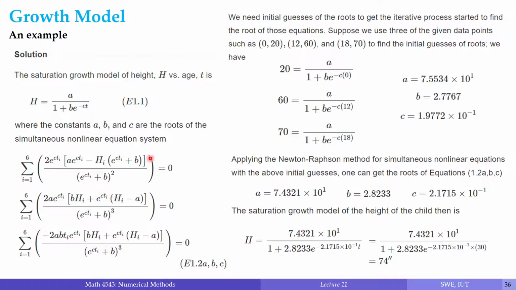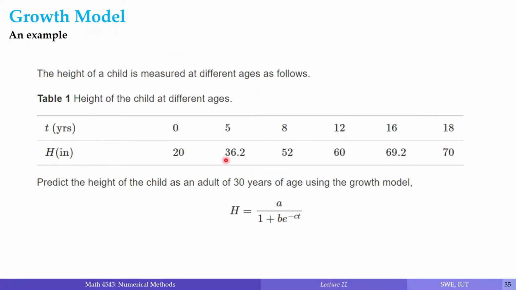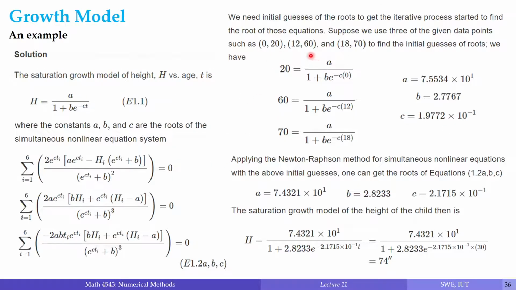In order to start our root finding algorithm, we need a starting guess, right? Let's say we are using the Newton-Raphson method. We need three starting guesses in this case because we are trying to find three parameter values at the root. One obvious way to come up with the starting guesses is to use the given data points. Let's say we take three random data points, 0, 20, 12, 60, and 1870, and plug them into the given growth model.